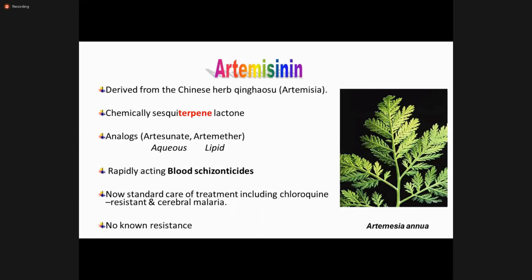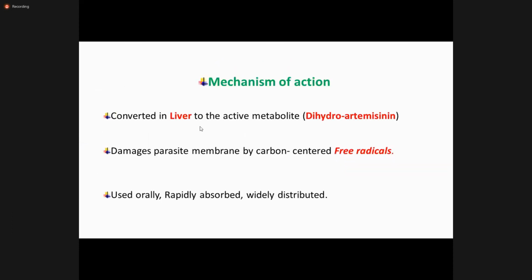Mechanism wise, it is different. It does not affect heme or other processes. It is converted in the liver into dihydro-artemisinin. This is the active compound. When it is taken by the patient, it is converted into this form. The main action of this drug is that it damages the parasite membrane by free radicals. So it generates free radicals, and these free radicals directly damage the membrane of the parasites.